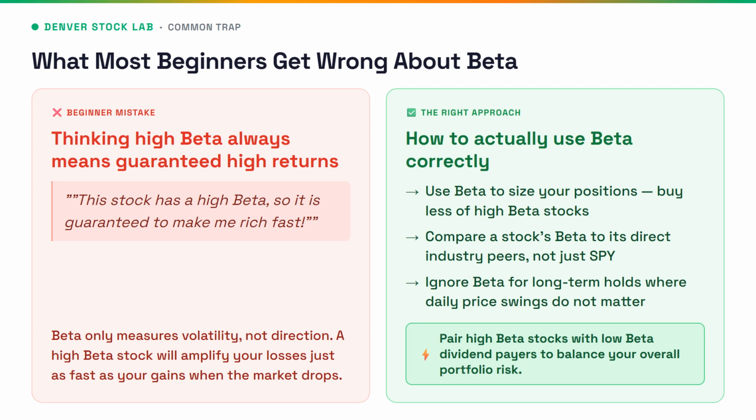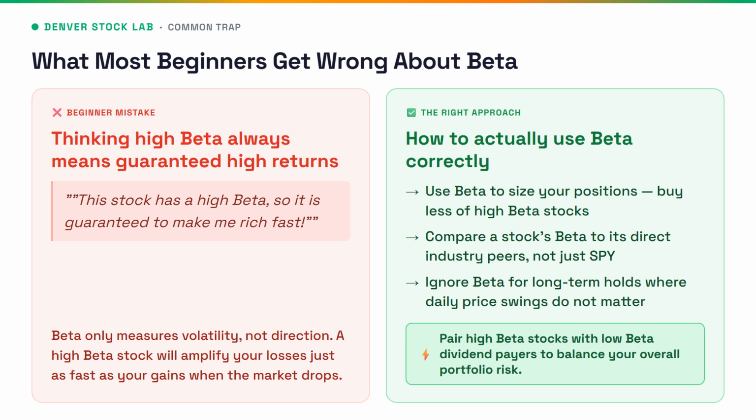Second, always compare a stock's beta to its direct industry peers, not just the general market. SMCI is a technology hardware company. It is natural for tech companies to have higher betas than utility companies. When you analyze a stock, look at its competitors. Is SMCI's beta higher or lower than other computer hardware makers? If its beta is significantly higher than its direct peers, that tells you there is company-specific risk inside that business that goes far beyond the general market.